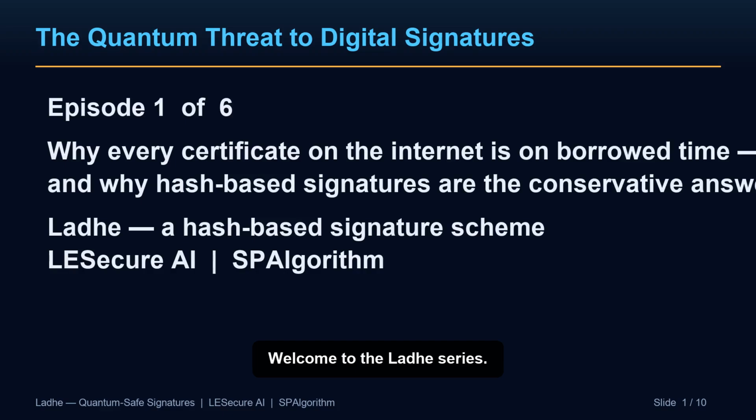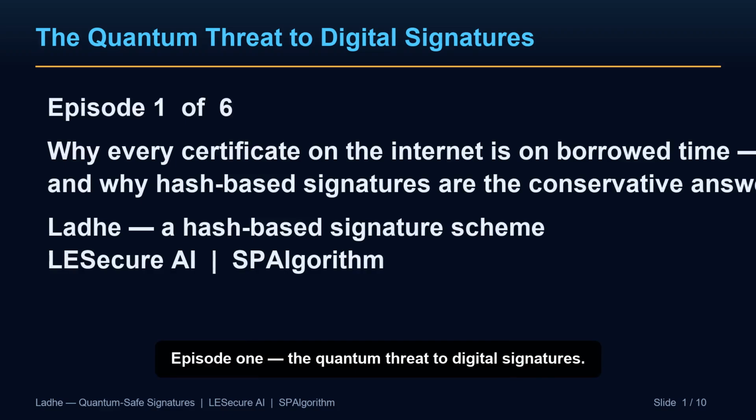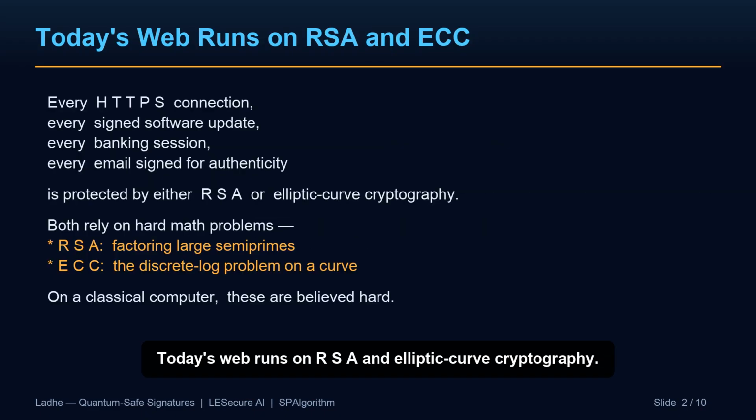Welcome to the Ladhe series, Episode 1, The Quantum Threat to Digital Signatures. Today we will set the stage: why every certificate on the internet is on borrowed time, and why hash-based signatures are the conservative answer. Today's web runs on RSA and elliptic curve cryptography.